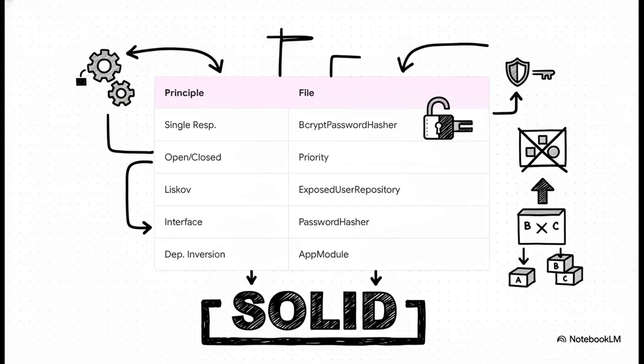Let's tie these heavy theoretical concepts back to reality by looking at exactly which files in our codebase build a perfectly solid foundation. Single responsibility. Our bcrypt password hasher does exactly one thing: hash passwords. Open closed. That's our priority sealed class we just talked about. Liskov substitution. The exposed user repository can seamlessly replace the user repository interface without breaking a sweat. Interface segregation. Our password hasher is small, focused, and totally separate from token generation. And dependency inversion, our app module dynamically injects these implementations so the high-level services never depend on low-level details.